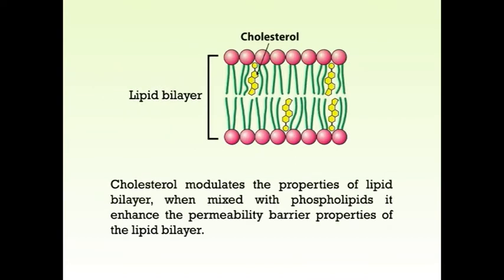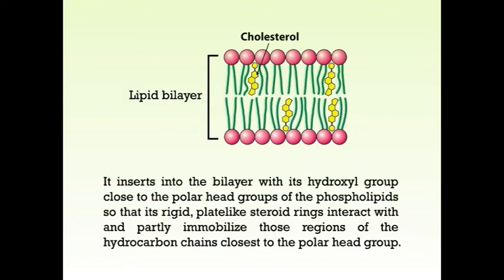Cholesterol modulates the properties of the lipid bilayer. When mixed with phospholipids, it enhances the permeability barrier properties of the lipid bilayer. It inserts into the lipid bilayer with its hydroxyl group close to the polar head groups of the phospholipids so that its rigid, plate-like steroid rings interact with and partially immobilize those regions of the hydrocarbon chains closest to the polar head group. At high concentration, found in most eukaryotic plasma membranes, cholesterol also prevents the hydrocarbon chains from coming together and crystallizing.